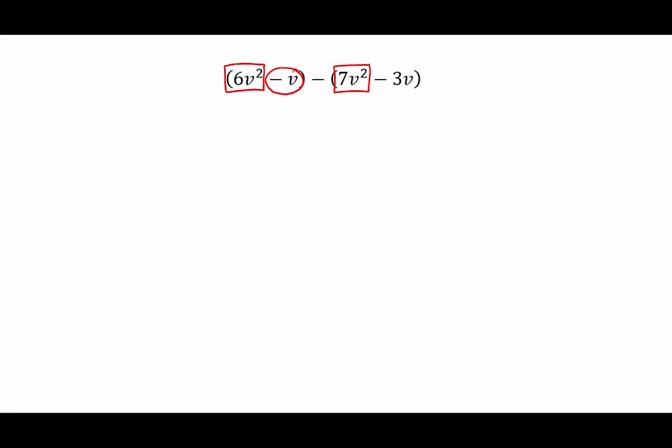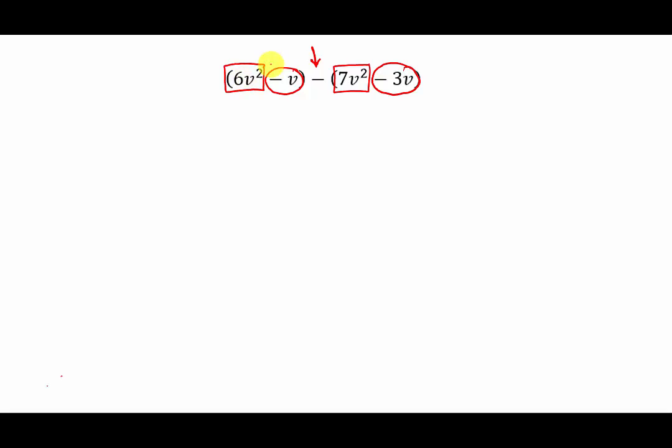Don't forget their signs. Always take those signs in with them, and the like term with it would be the minus 3v. Again, I'll bring my attention to this minus sign. This time I'll just draw an arrow so you can see how that might look on your papers. Combine the like terms by subtracting their coefficients.